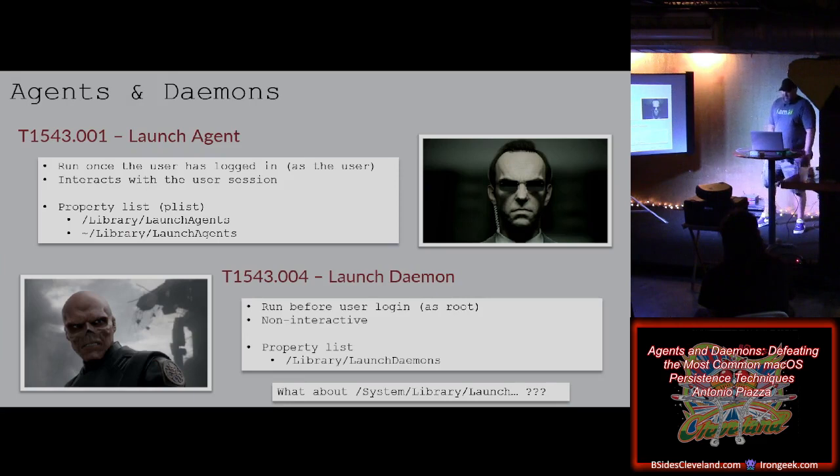Sorry. To persist as a launch agent, the malware can create a property list, or plist, in the LaunchAgents directory. To persist as a launch daemon, it'll create a property list, or plist, in the LaunchDaemons directory. Apple's launch agents live in the /System/Library/LaunchAgents directory, and Apple's launch daemons live in the /System/Library/LaunchDaemons directory.